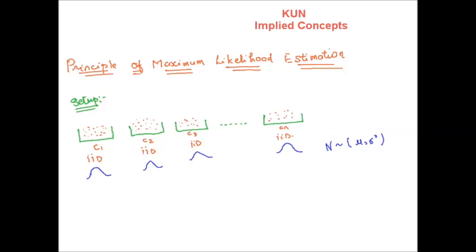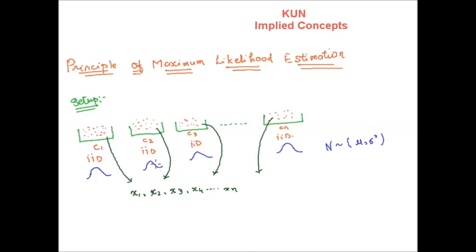Now the idea is that, let's go one step forward, and now I'll do something very different here. I'm going to collect the data elements from each of these containers. Let's say I pick up one data point from this one, one data point from this one, and let me call it x1 from this one, x2 from the other one, x3, x4 and so on up to xn.